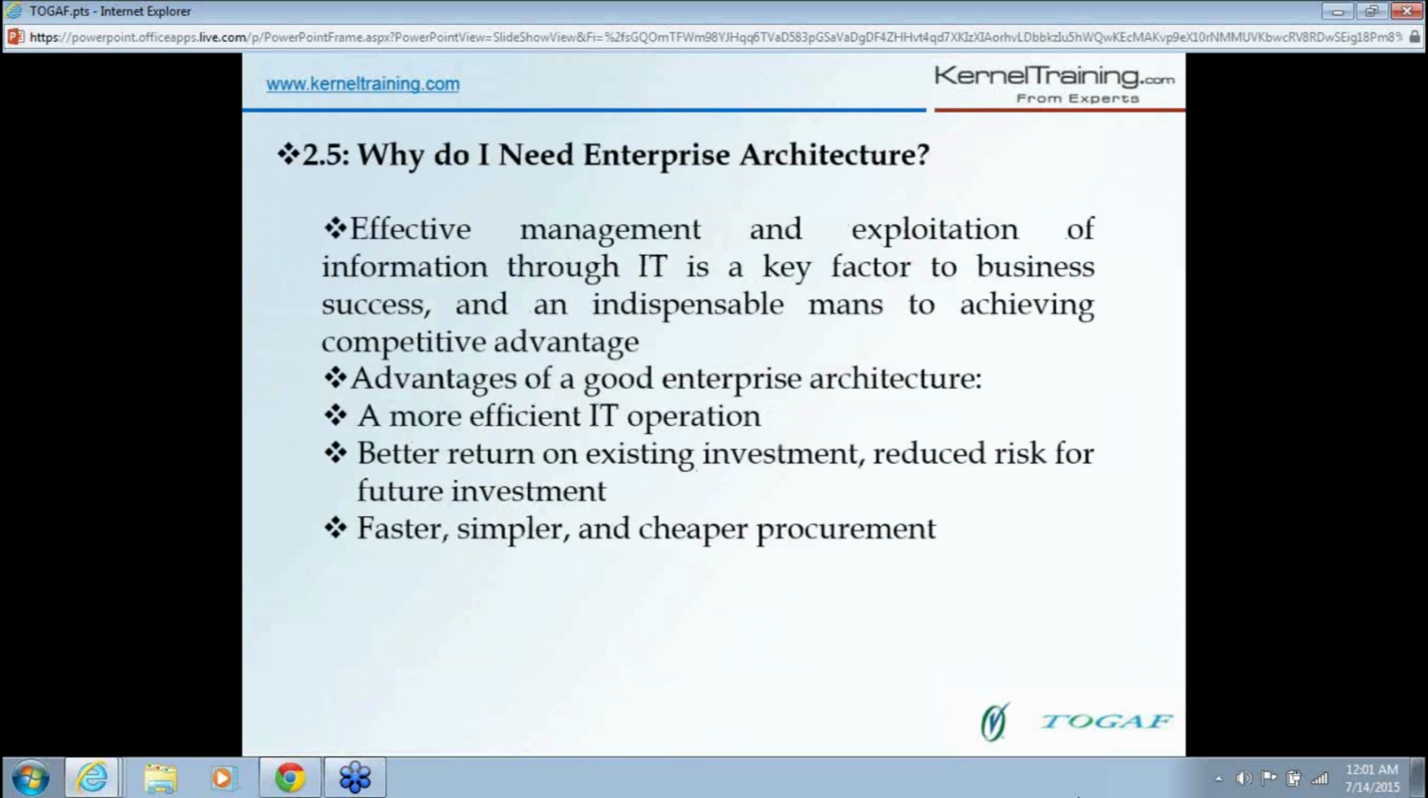So the next question that comes to mind is, why do I need it? Effective management and exploitation of information through IT is a key factor to business success and an indispensable means to achieving competitive advantage.